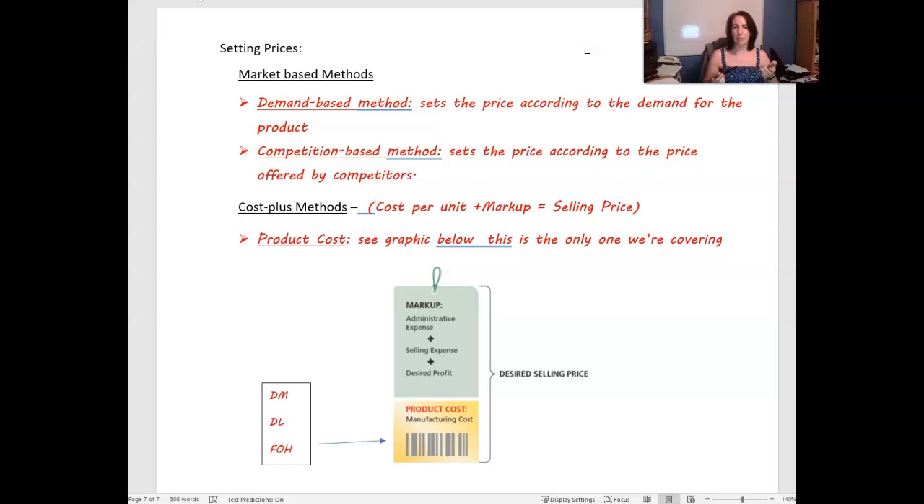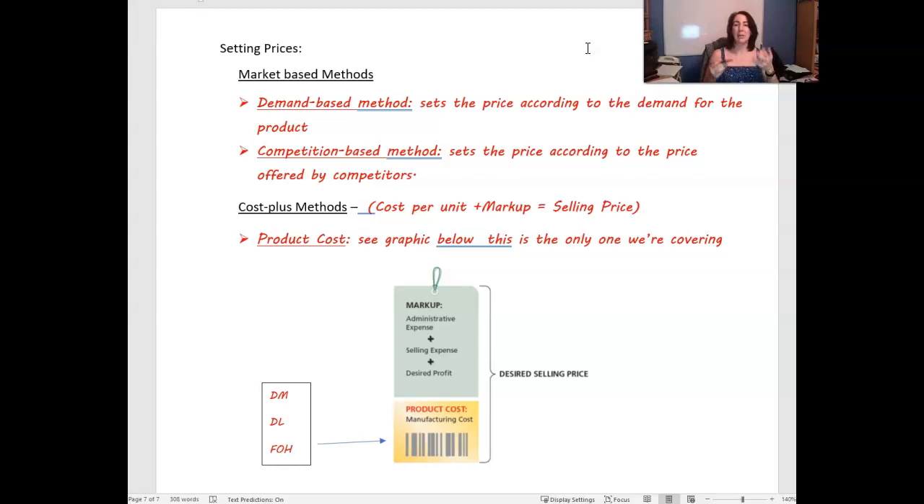How do businesses set prices? Well, there are market-based methods, meaning what is the demand in the market? If everybody's charging $5, then you're probably going to have to charge $5 too if your products are basically the same. So it's demand-based, how you set the prices. Competition-based is actually kind of the same thing as what I just said. Maybe I really need to re-say that.